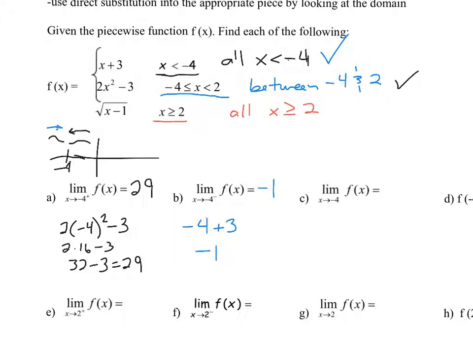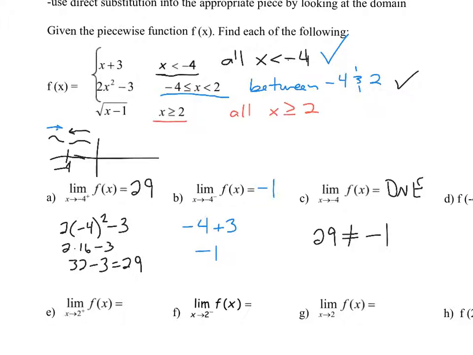Now you see a big discrepancy between these two numbers. The limit from the right is 29, and from the left it's negative 1. So what that tells us is our limit at negative 4 does not exist. Because remember what we learned in the first section, a limit only exists if the left-hand limit equals the right-hand limit. And 29 does not equal negative 1. So this actually doesn't have a limit. It's going to two different places. So that tells me the graph wouldn't connect at that point.